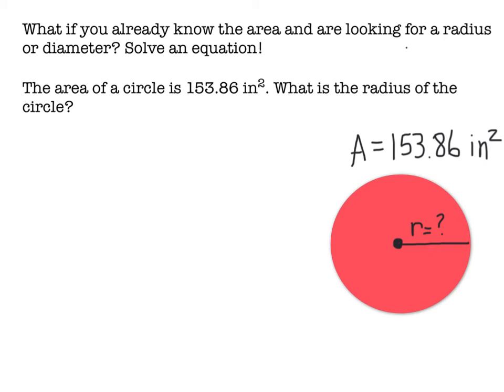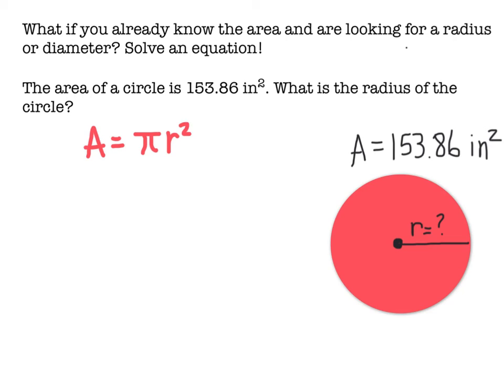Okay, now what if you already know the area and you're looking for the radius or the diameter? Just like the other time we did it, we're going to solve an equation. So the area of this circle is 153.86 inches squared. What is the radius of the circle? So since we're dealing with area, this time we're going to use the area formula. So area is equal to pi times the radius squared.